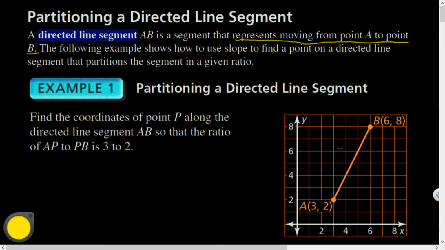congruent pieces. So I'm going to imagine dividing this up into 3 plus 2 congruent pieces. So 3 plus 2 is 5. Did I divide it up into 5? 1, 2, 3, 4. Nope. I failed, friends.